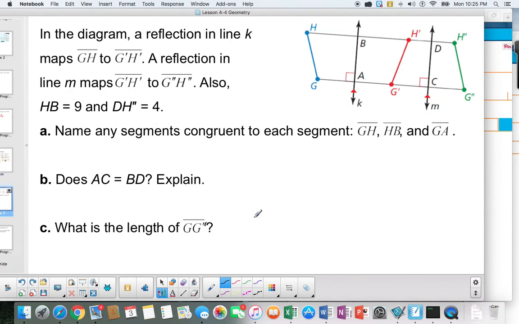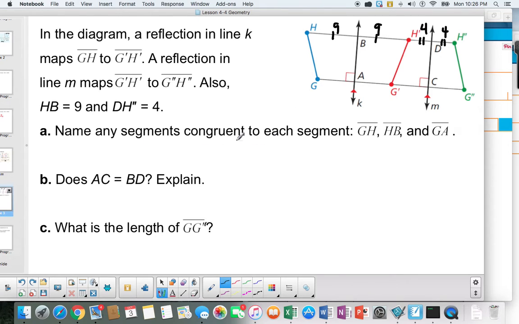Okay, let's take a look at this problem. We're being told that HB is 9, and if this is 9, certainly this is 9 too, because this is acting as a perpendicular bisector. This length here is 4, and this length right here will be 4 as well. So altogether from here to here is going to be 26.